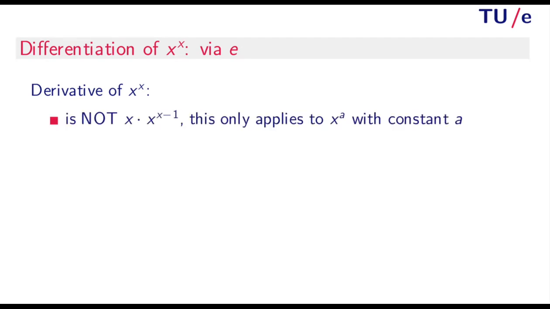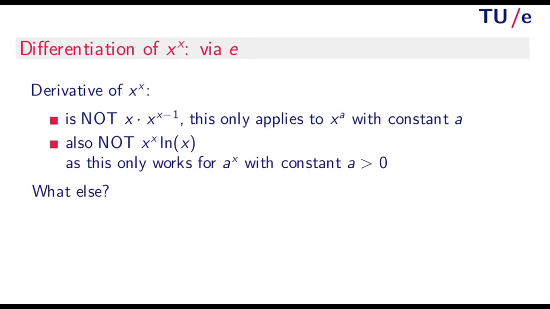Well, it's certainly not equal to x times x to the power x minus 1. The power rule can only be applied to functions of the form x to the power a, where a is a constant. It is also not equal to x to the power x times ln x. This only works for functions of the form a to the power x, where a is a positive constant. So what can we do?